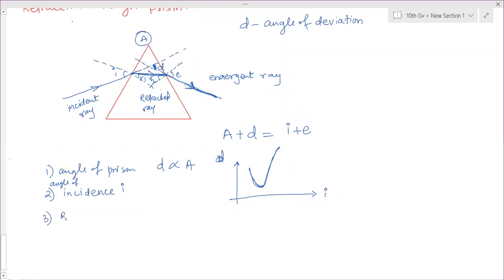Third one, refractive index n, directly proportional. Deviation is directly proportional to refractive index and inversely proportional to wavelength. More wavelength, lesser deviation; lesser wavelength, more deviation.